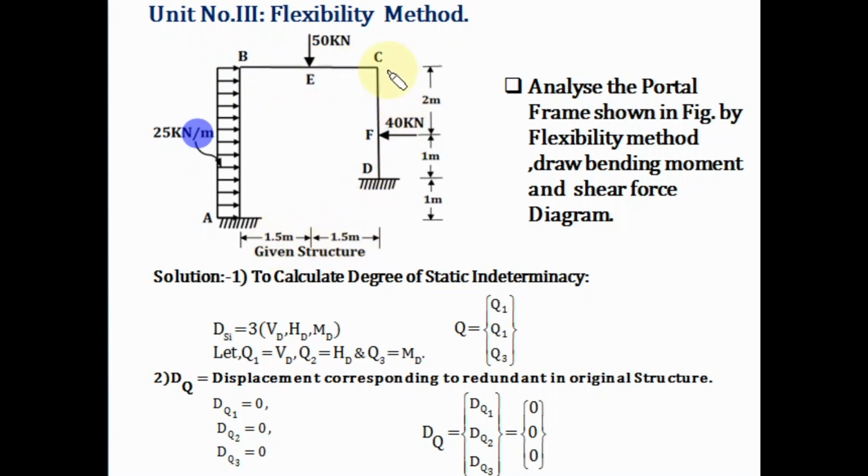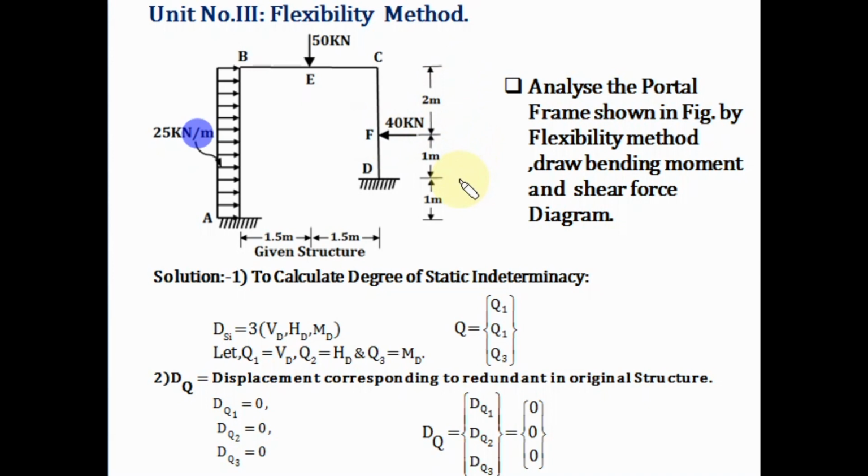Then the next vertical member CD is loaded with a point load of 40 kilonewton at a distance of 2 meter from support C and 1 meter from support D. So the total length of member CD is 3 meter, and the moment of inertia for the given frame is constant, that is EI.